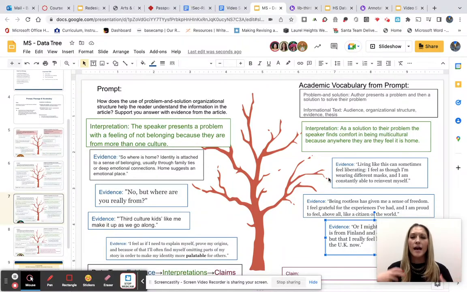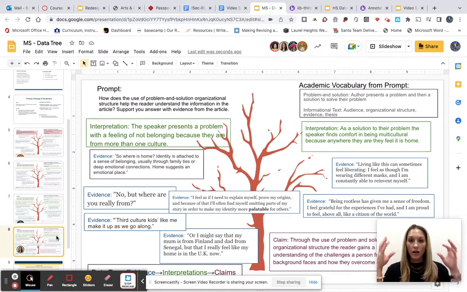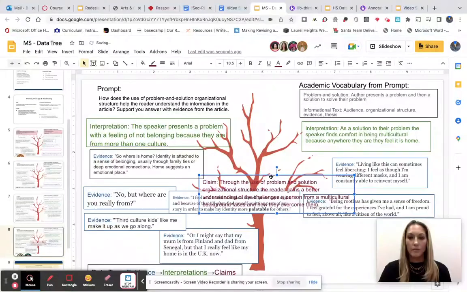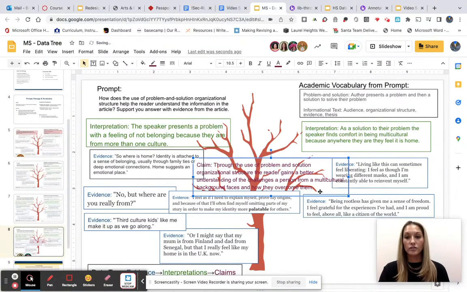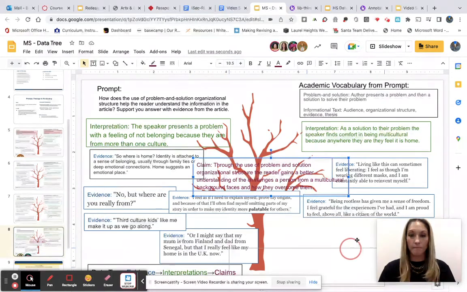So I have my evidence, I have these interpretations. These interpretations are going to help me build and develop my claim. So that's step 4. I am now taking all of that information that I've just compiled, and I'm writing a claim. And I'm writing that claim in this purple box at the bottom. My claim reads, through the use of problem and solution organizational structure, the reader gains a better understanding of the challenges a person from a multicultural background faces and how they overcome them. So giving me the problem, and then giving me the solution to this problem. And I wrote that in my claim.